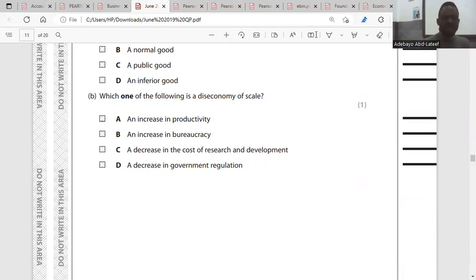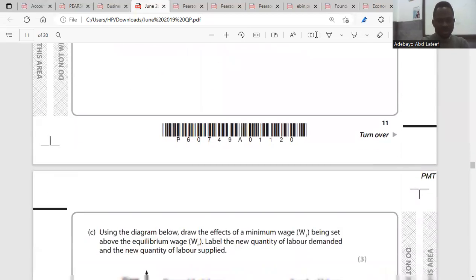It will mess up the job. Isn't it? Yes. A decrease in the cost of research and development is a reduction in average cost. A decrease in government regulation. Government rules and regulation, listen please. A decrease in government regulation is called deregulation. What do I call it? Deregulation. They could ask in the exams, define deregulation. Deregulation means a reduction or decrease in government regulation. Is it clear? So all these things will help expansion, except bureaucracy. Is it clear? That's bureaucracy. Yes, B. Yeah. So we'll move on.